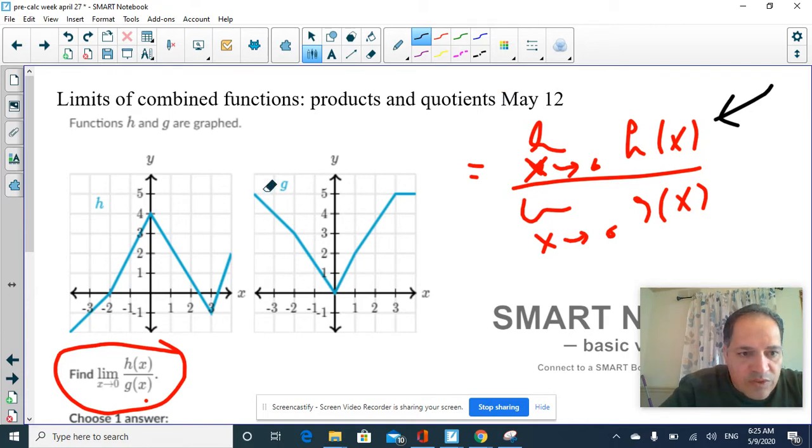So now, the limit of h of x when x approaches 0 is equal to what? Yes, we're going to use the green one. 4. Good job. This is the limit of h of x when x approaches 0. And the limit of g of x when x approaches 0 is equal to what? 0.